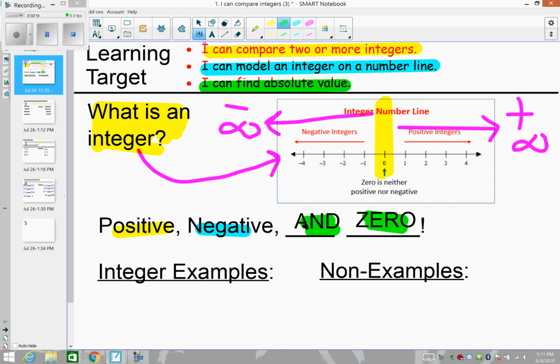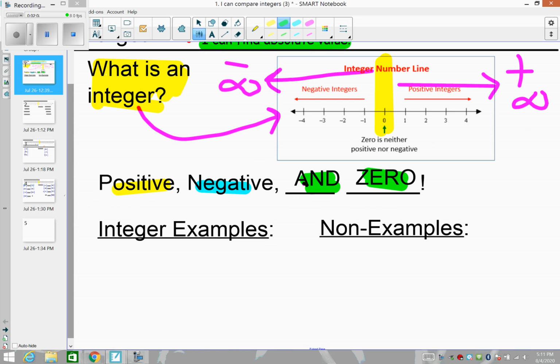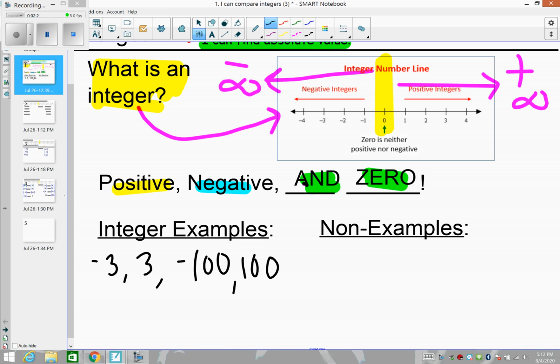So some examples of integers. Now that we've talked about what an integer is, thinking about that number line, integers have to be positive numbers, negative numbers, and 0. But they have to be whole values. We can't have any parts. So for example, -3 is an integer, but so is +3. -100 is an integer, so is +100. And as we said, 0 is an integer. Those are the things that we would say are integers.